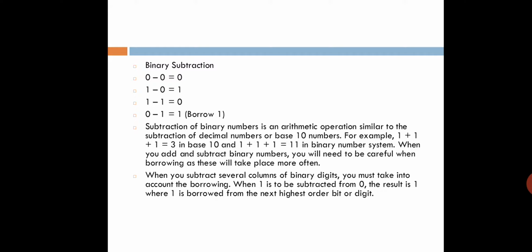When 1 is to be subtracted from 0, the result is 1, where 1 is borrowed from the next higher order bit or digit. That is the reason. I said from the left-hand side, but there is a standard concept they use for this. While solving, we will get to know.